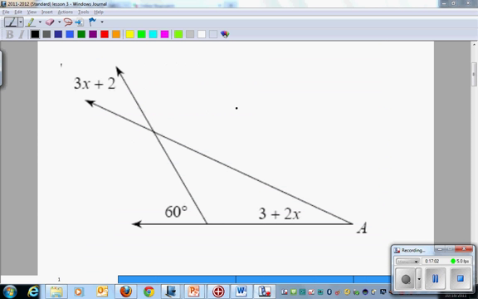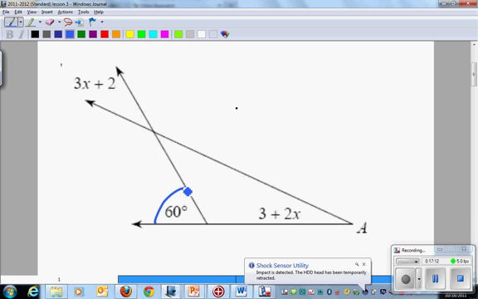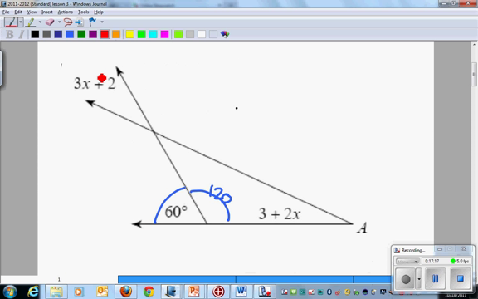Okay, please don't mark anything down until I tell you what the partial credit is. Step number 1, this is 60. That means this is 120. Look up here, guys. We're really short of time. If this is 3x plus 2, this is 3x plus 2. This, of course, is just 3 plus 2x. So I'm going to go 3x plus 2 plus 120 plus 3 plus 2x equals 180.